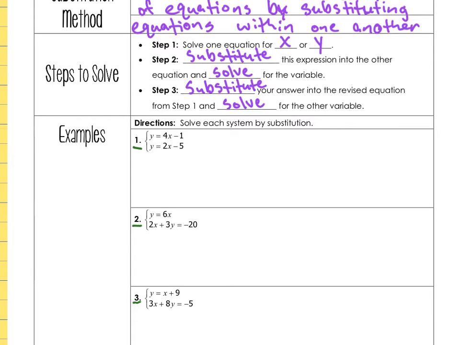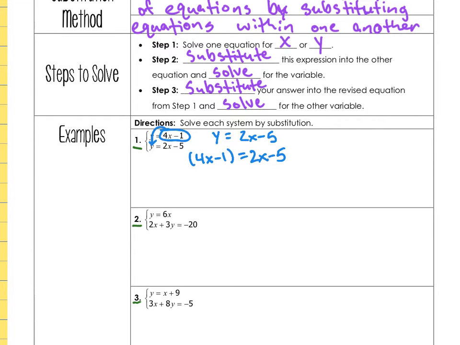So, for instance, let me focus right here on y equals 4x minus 1. That's the expression I'm going to use. Since that is what y equals, I'm actually going to take this 4x minus 1 and plug it in here. So now, instead of having y is equal to 2x minus 5, I'm going to plug in that 4x minus 1 for that y, and it's still equal to 2x minus 5.